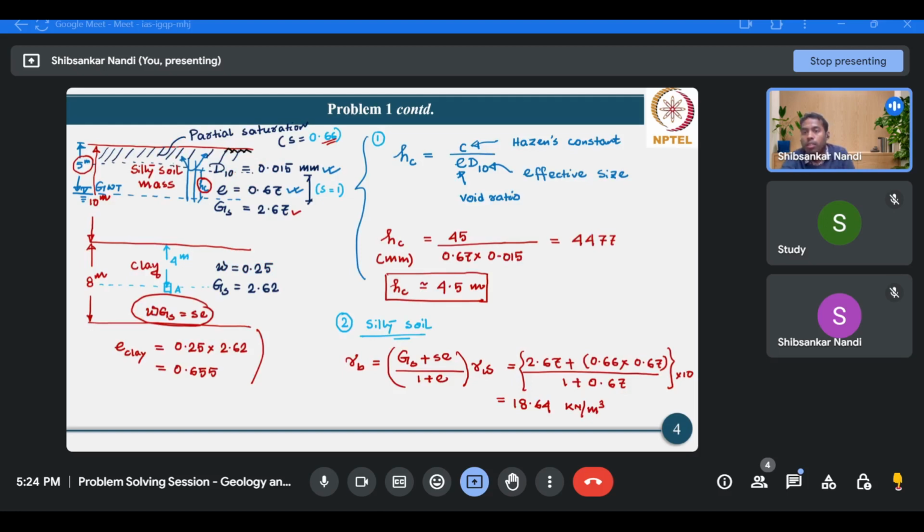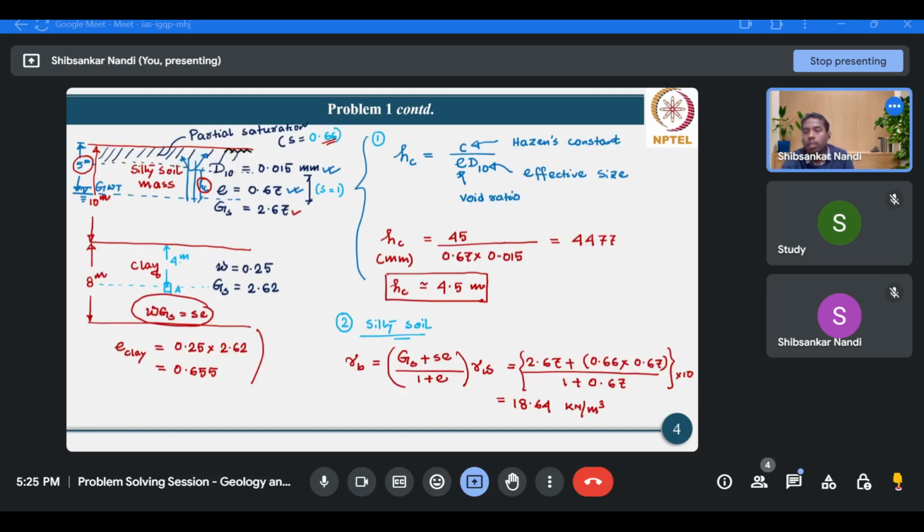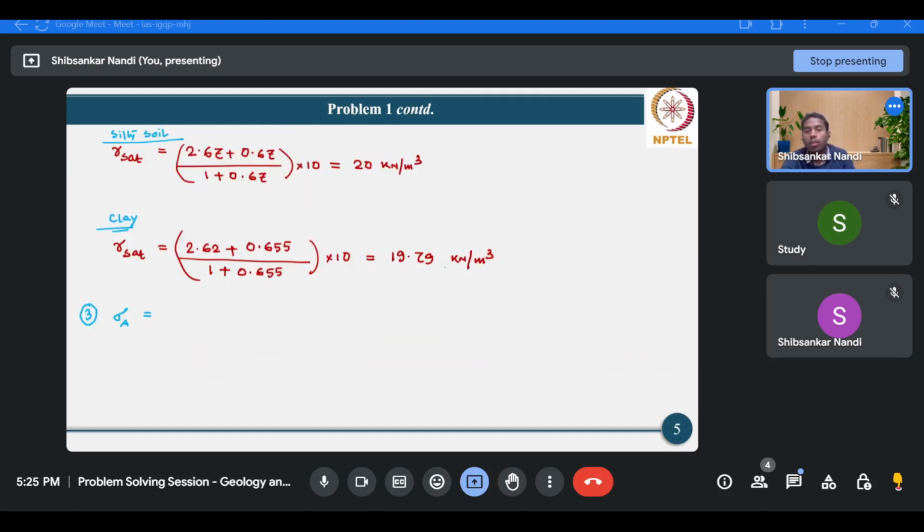For the initial 0.5 meter, the unit weight is different for this thickness, so we have to be very careful. For the initial 0.5 meter, there is a bulk unit weight and it's 18.64. Then for the remaining 4.5 meter plus 5 meter, the saturated unit weight is 20 kilonewton per meter cube. And then for the 4 meter clay, the saturated unit weight is 19.79. So you have to multiply the thickness with the corresponding unit weight to get the total stress up to that point.